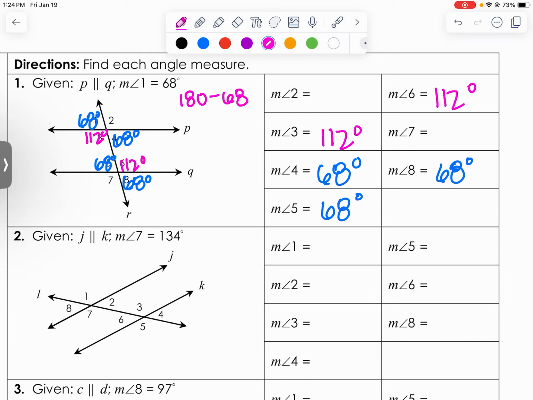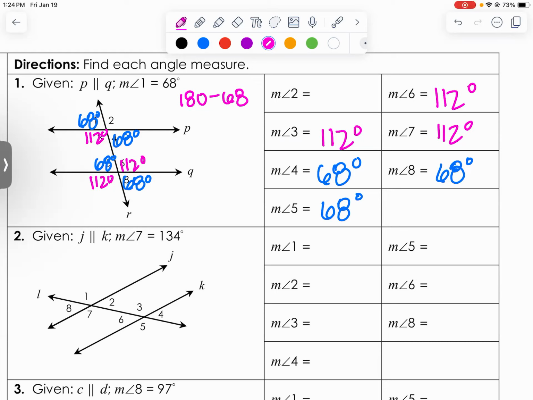All right. Kaden, this one's for you. What kind of angles are 6 and 7? This is from 2 days ago. Oh, bonus points for Kaden. Vertical, and we know that vertical angles are congruent.